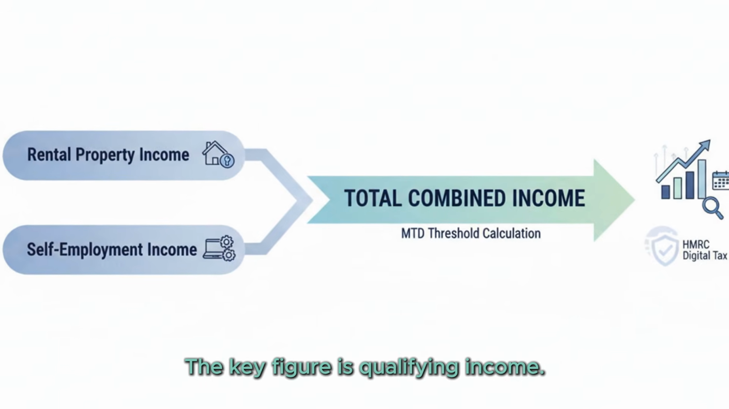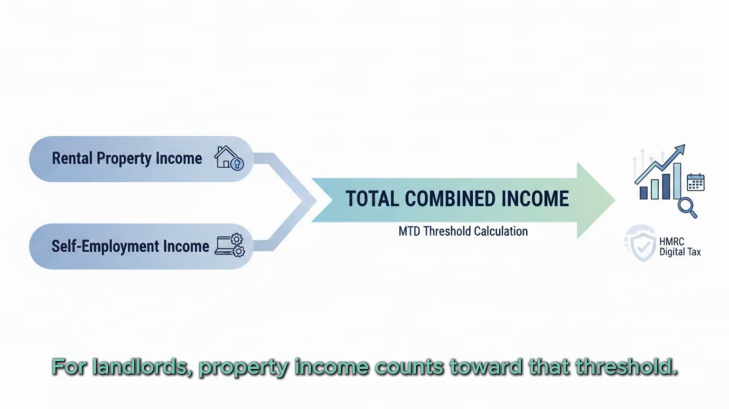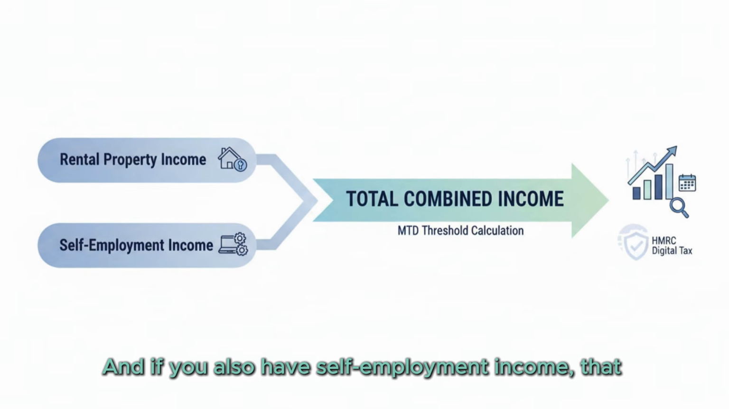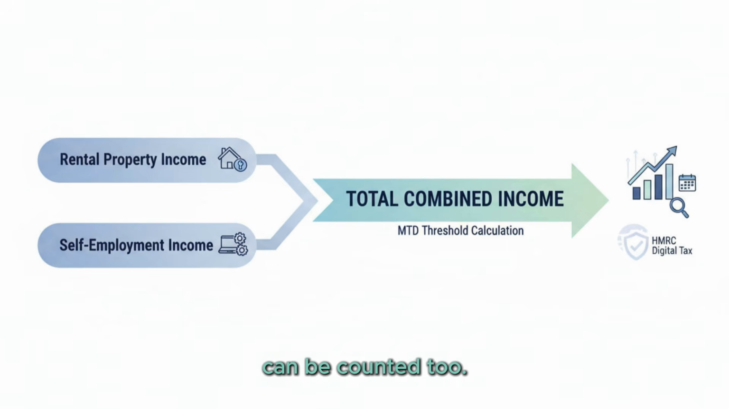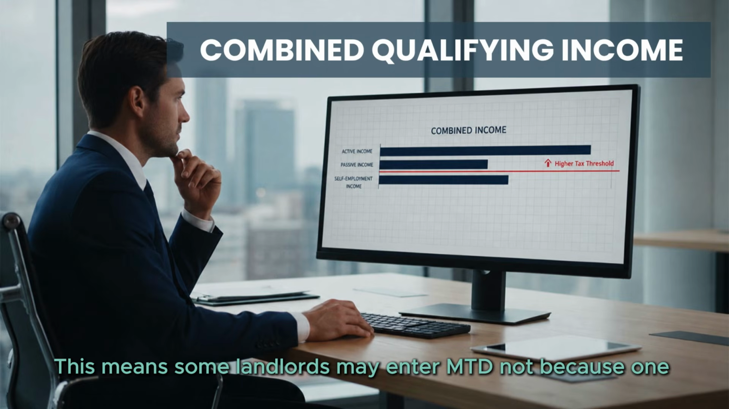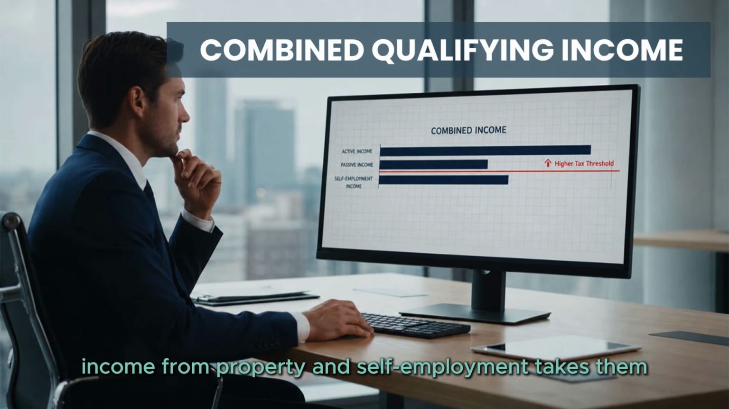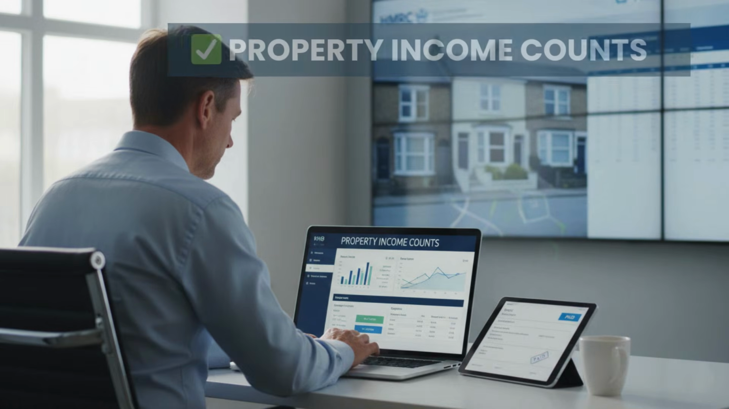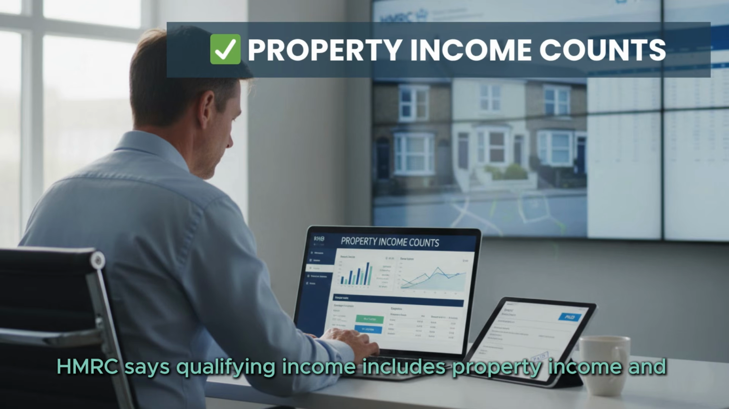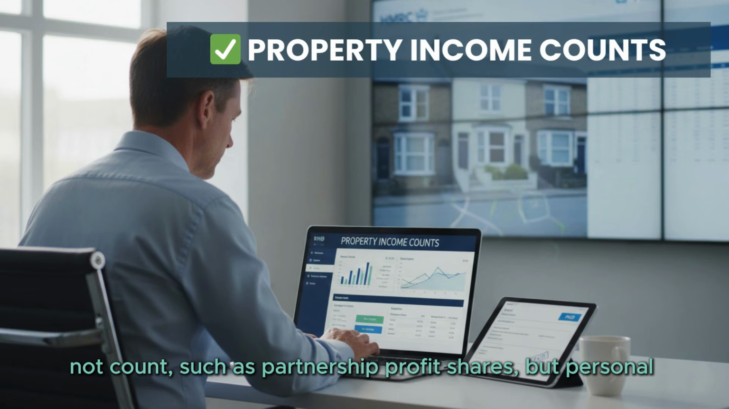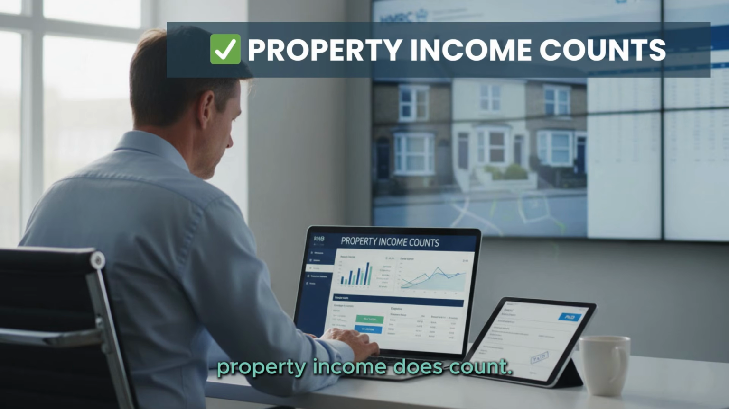The key figure is qualifying income. For landlords, property income counts toward that threshold. And if you also have self-employment income, that can be counted too. This means some landlords may enter MTD not because one property alone is huge, but because their combined qualifying income from property and self-employment takes them over the line. HMRC says qualifying income includes property income and self-employment income. It also says some income types do not count, such as partnership profit shares, but personal property income does count.